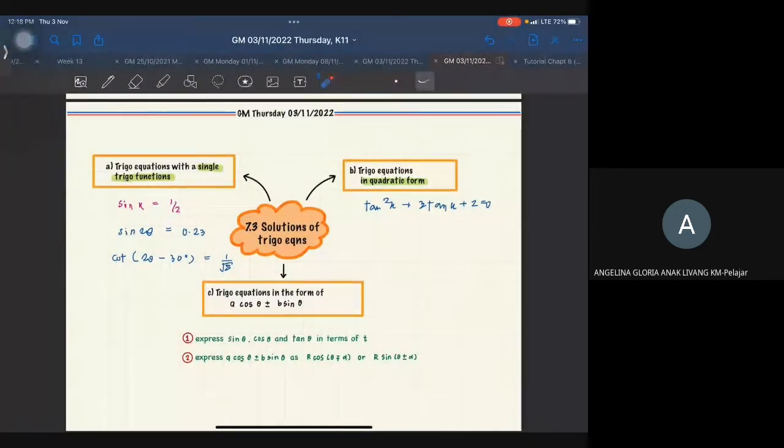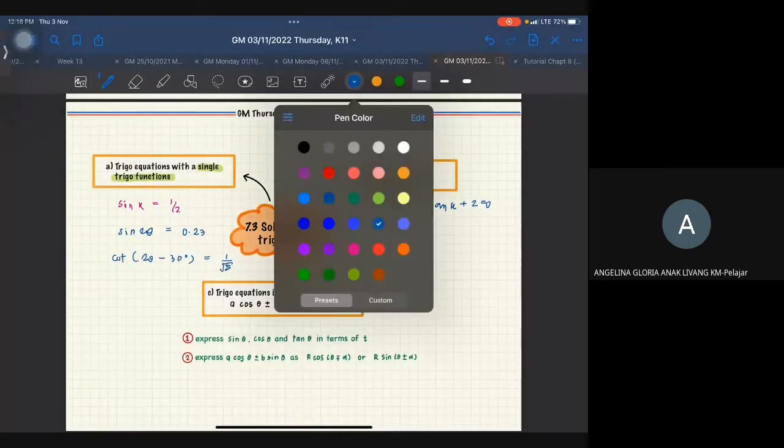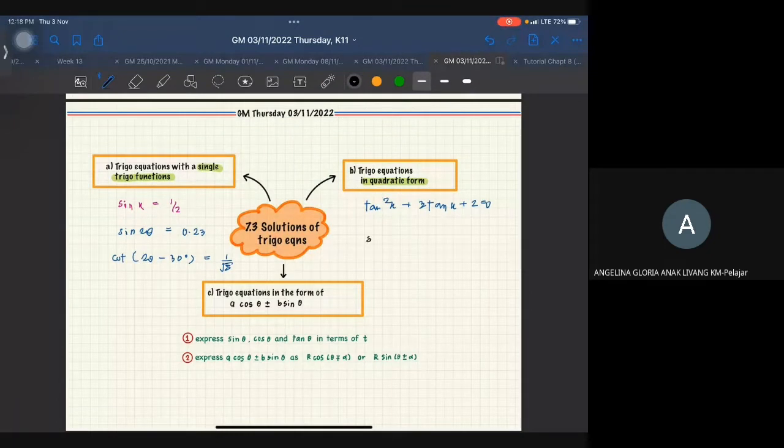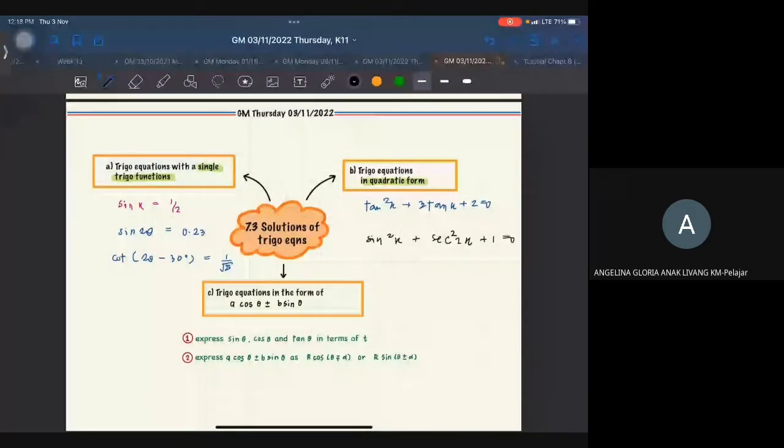So the only problem yang awak kena solvekan untuk soalan kuadratik, let's say, kalau awak ada contoh macam ni. So example, saya bagi sin square x plus secant 2x plus 1 equals to 0. Contoh. Okay, so soalan ni sebenarnya dia adalah soalan yang melibatkan quadratic form juga.